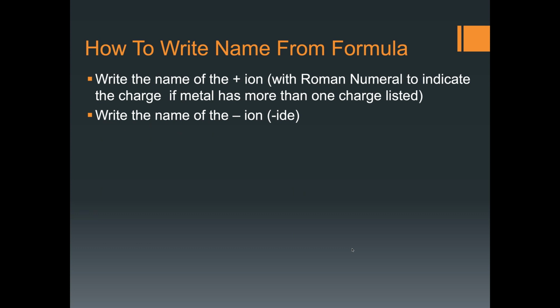Okay, here we go. What you do first is you always write the name of the positive ion first. And if the positive ion can have more than one charge, you have to specify what its charge is in that specific compound. Then you write the name of the negative ion, which ends in IDE. Fluoride, chloride, bromide, oxide, sulfide, and so on.